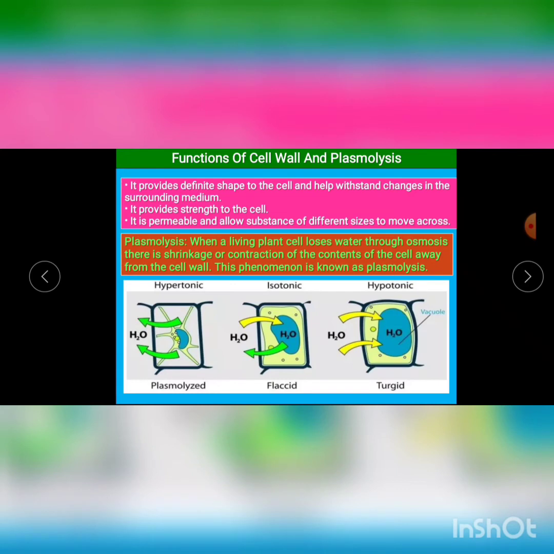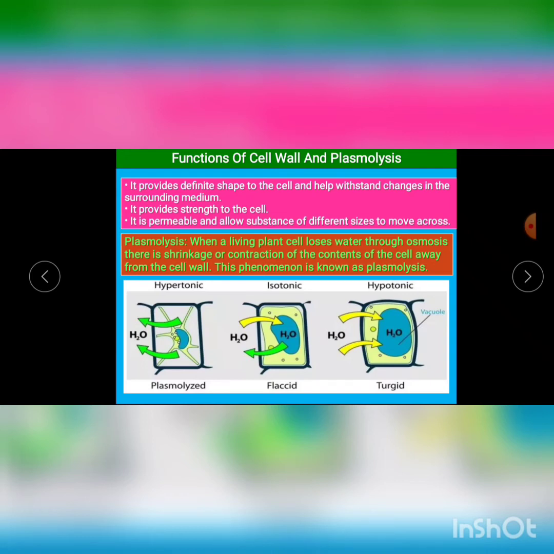So to maintain this, we have cell wall in our plant cells. Now what is plasmolysis? When a living plant cell loses water through osmosis, there is shrinkage or contraction of the contents of the cell away from the cell wall. This phenomenon is known as plasmolysis. When the content inside the cell loses water, the cell gets shrunk.